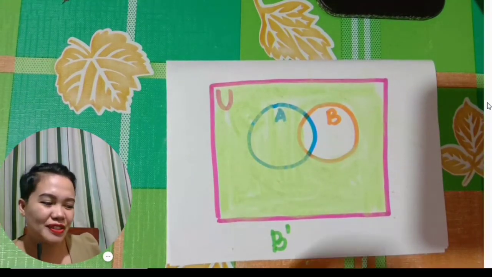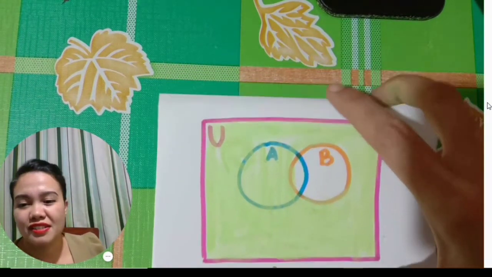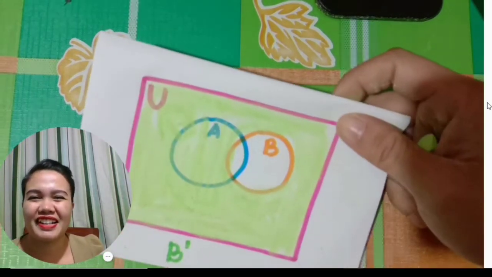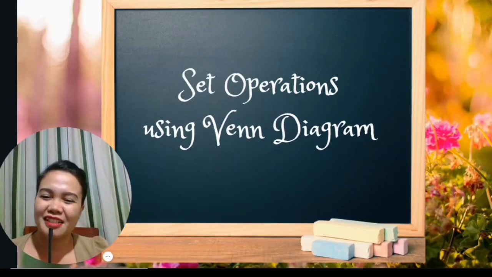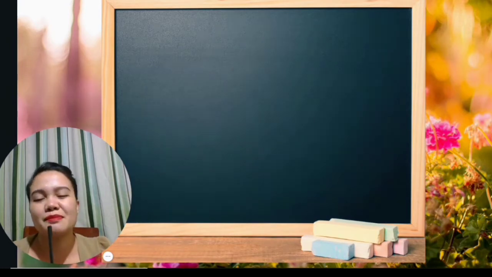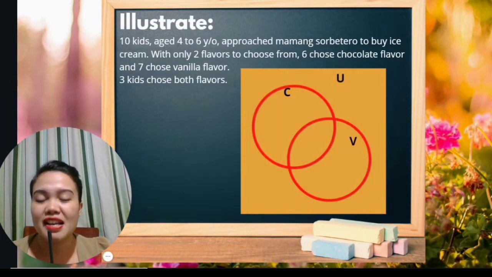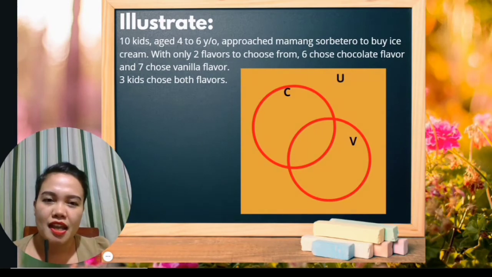Okay, that is for the set operations using Venn diagram. All right. And so we are done with the set operations using the Venn diagram. So let's move on to illustrating word problems on the Venn diagram.